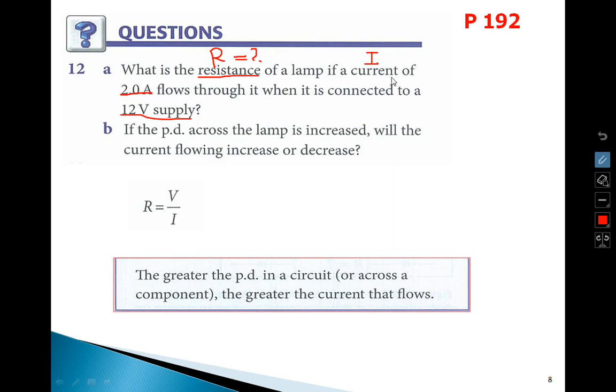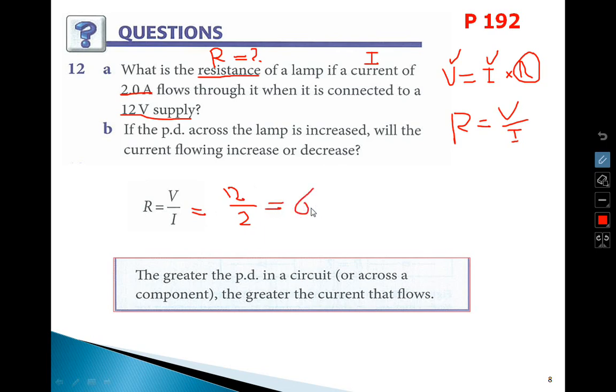From Ohm's law, we have V is equal to I times R. So we have V, we have I, and we need to find R. So R is equal to V over I, which is 12 volt over 2 ampere. It's equal to 6 ohms. So the value of R is 6 ohms.